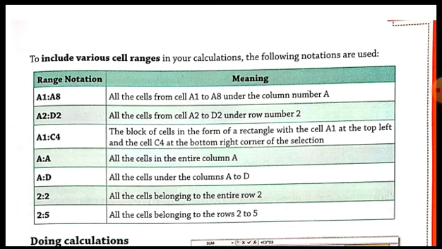Okay, 2:2 means what? All the cells belonging to the entire row 2. All the columns will be considered. Then 2:5 means what? All the cells belonging to the rows 2 to 5. So here there will be no particular columns. All the columns in the rows from 2 to 5 will be considered in this particular range of cells. These are the various notations which you can use for referring to various types of ranges of cells here.